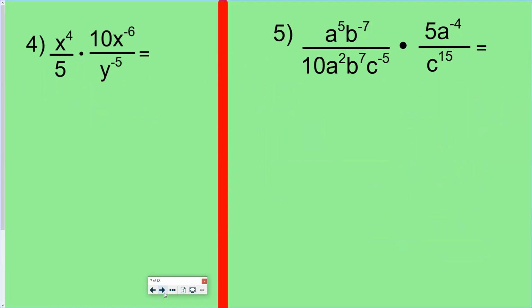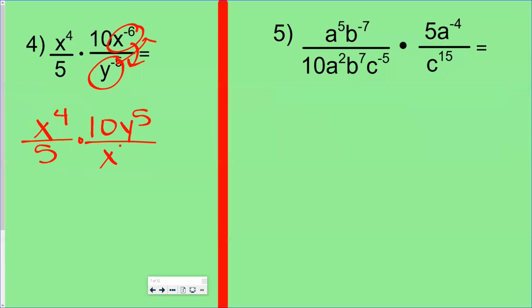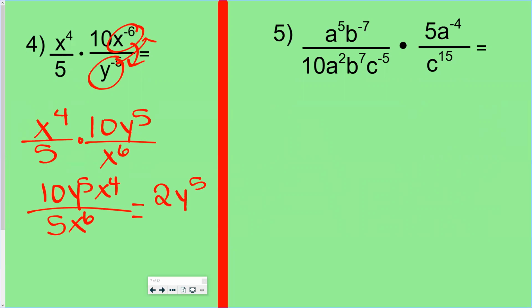All right, I will do one more and that'll be the end of this video. So number 4, I'm going to go ahead and move my negatives first. So I have x4 over 5 times 10 y5 over x6. On top, I now have 10 y5 x4 over 5 x6. That simplifies to 2 y5 over x2.